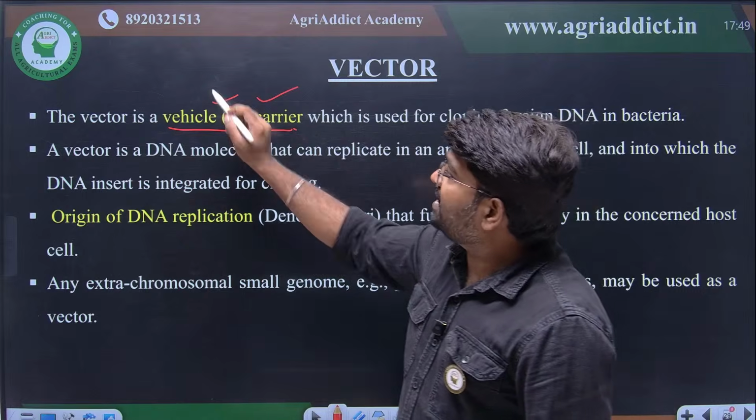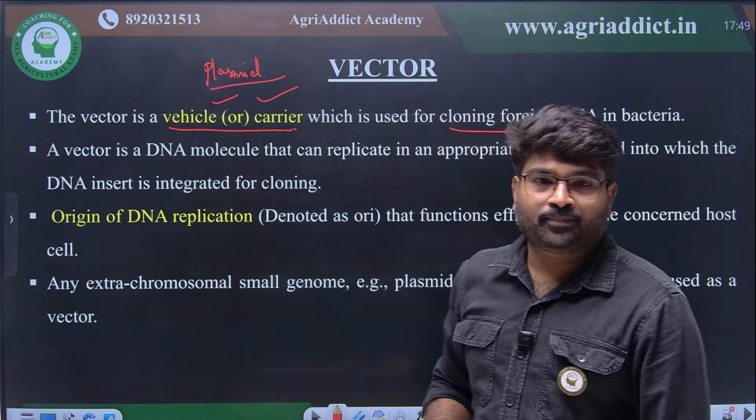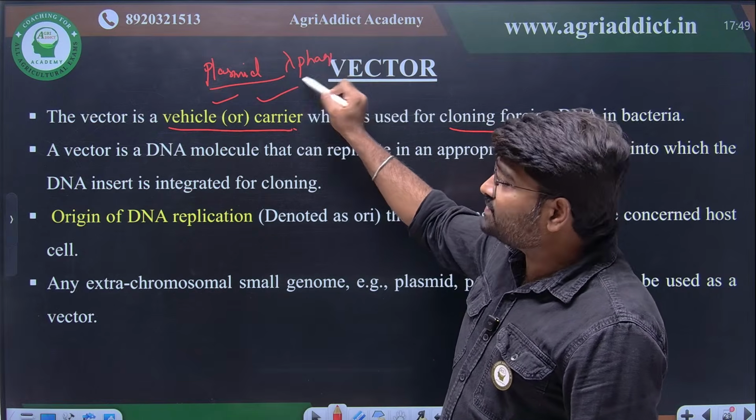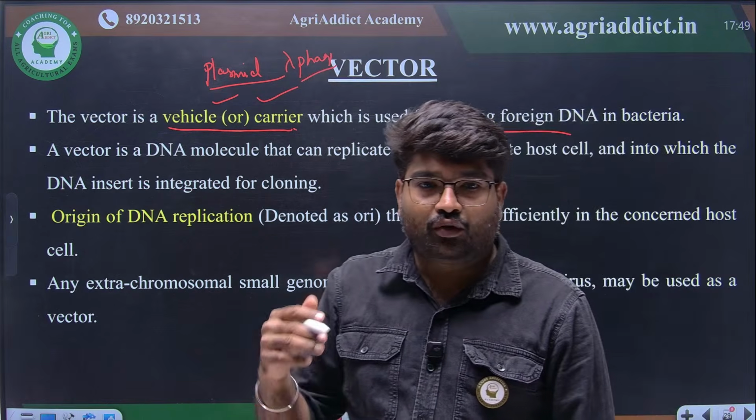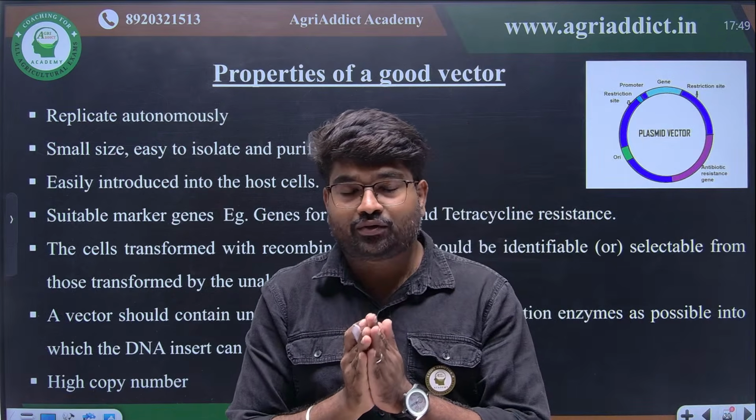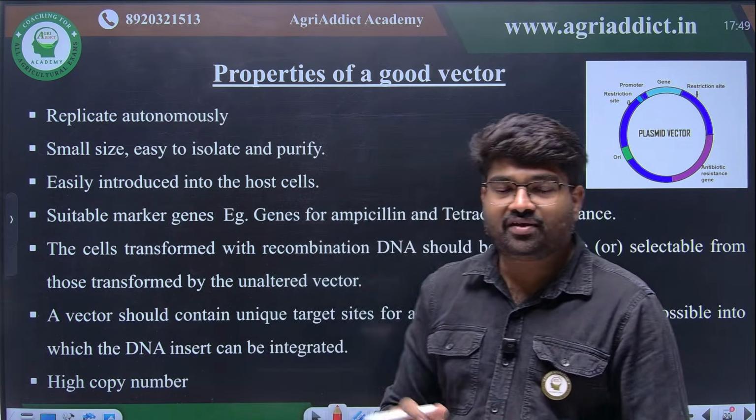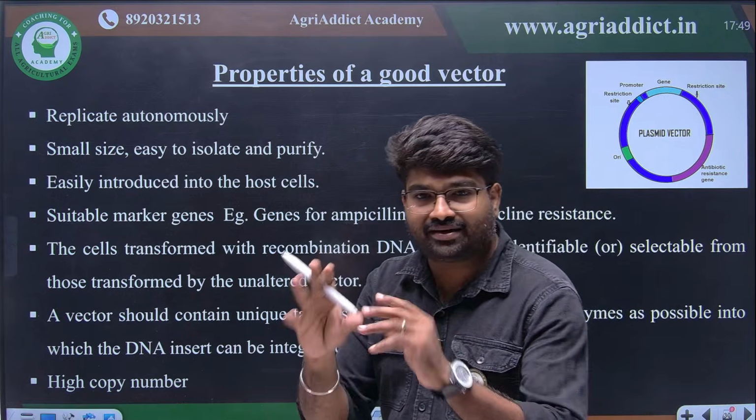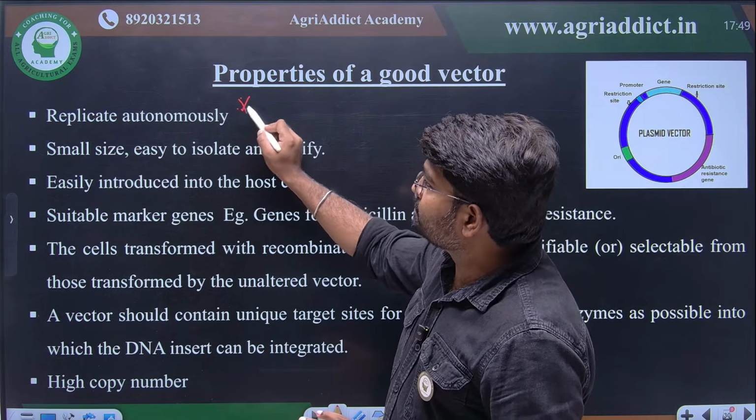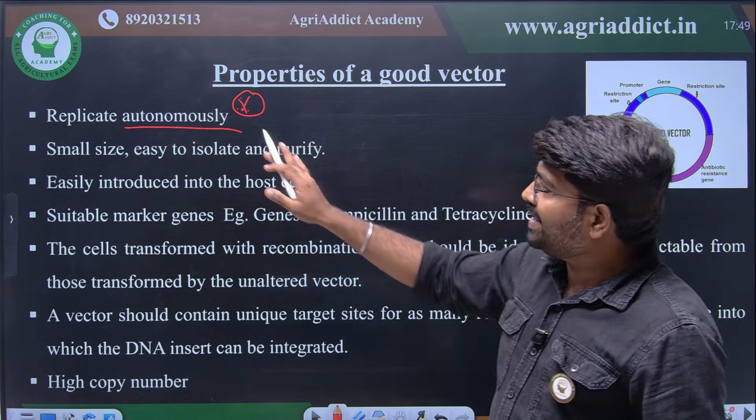Usually plasmids, that means bacterial plasmids, can be used as a vector. Apart from that, lambda phage vectors are there. The different classifications of vectors we are going to see now. Before going to that, we are going to see the key characteristics of a vector, the desirable traits that should be there. The first and most important thing is that it should replicate autonomously.